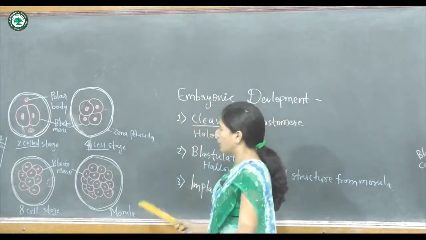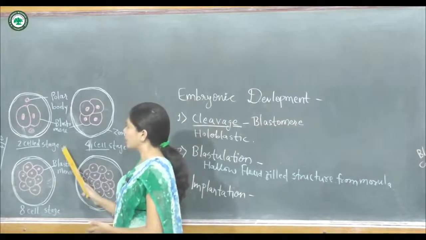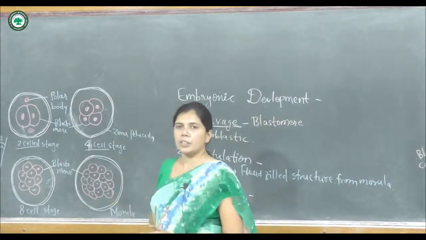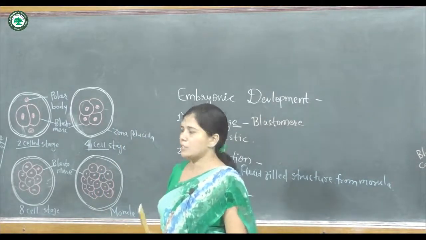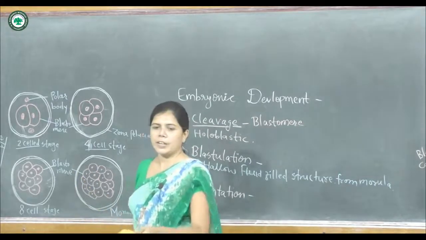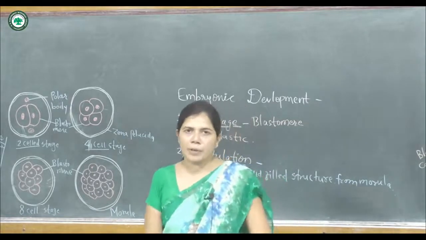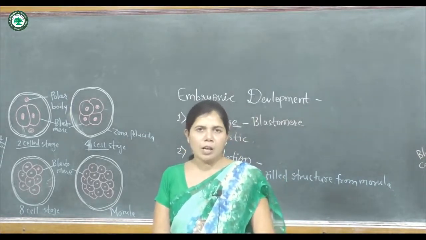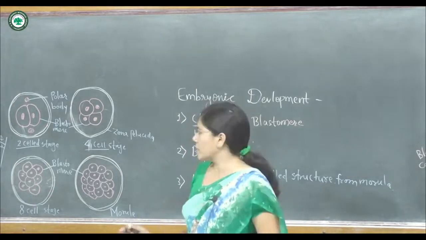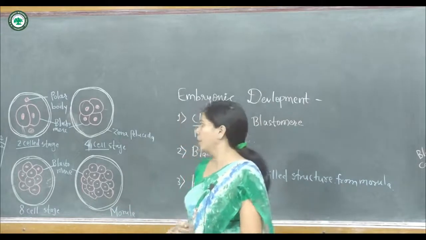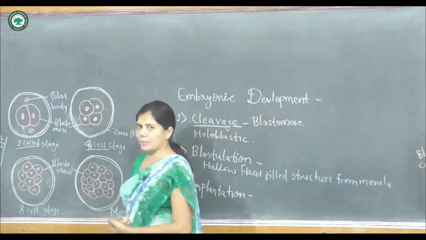First, the first cleavage and formation of the two-cell stage. This first cleavage starts 30 hours after fertilization. The cleavage may be longitudinal or meridional, or equatorial or horizontal. The first cleavage is meridional and forms the two-cell stage, in which the formation of blastomeres takes place.